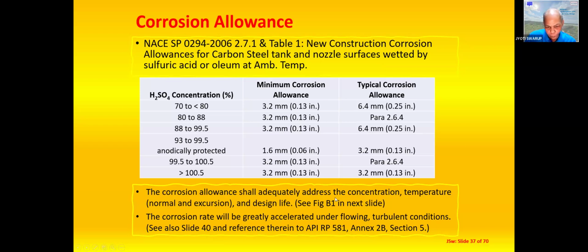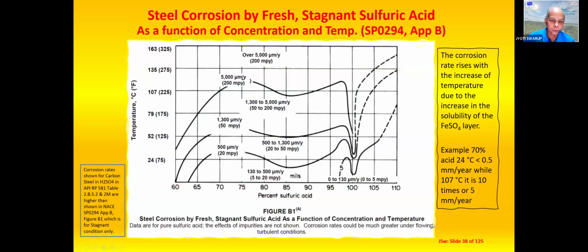So corrosion allowance will adequately address the concentration, temperature, normal excursion and design life, and corrosion rate will be greatly accelerated under flowing turbulent conditions. Now these corrosion allowances are for the static conditions. If it is flowing liquid, then these corrosion allowances have to be increased. And we can see it from the code called API RP 581 Annex 2B Section 5, which we will also discuss. Now, corrosion by fresh stagnant sulfuric acid, no flowing, as a function of concentration and temperature.